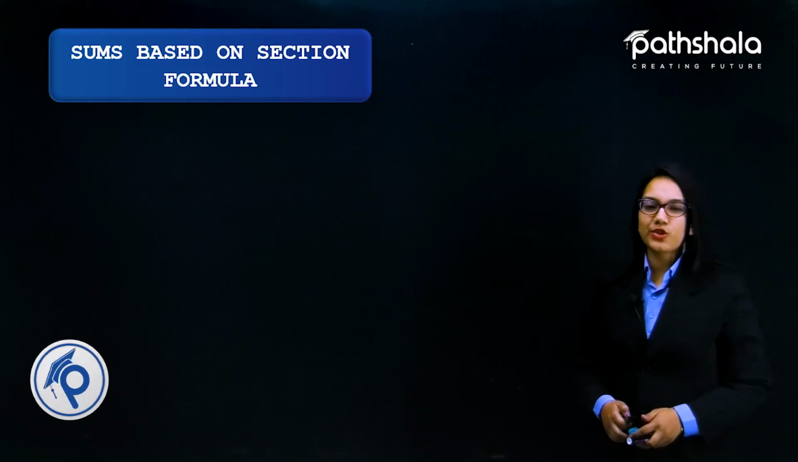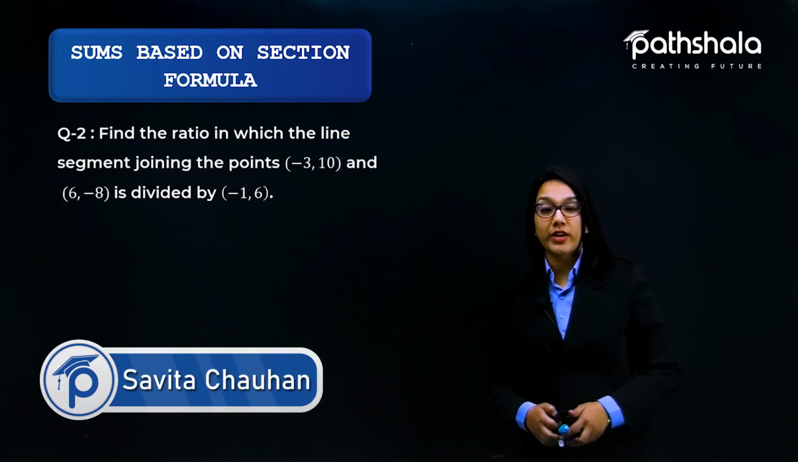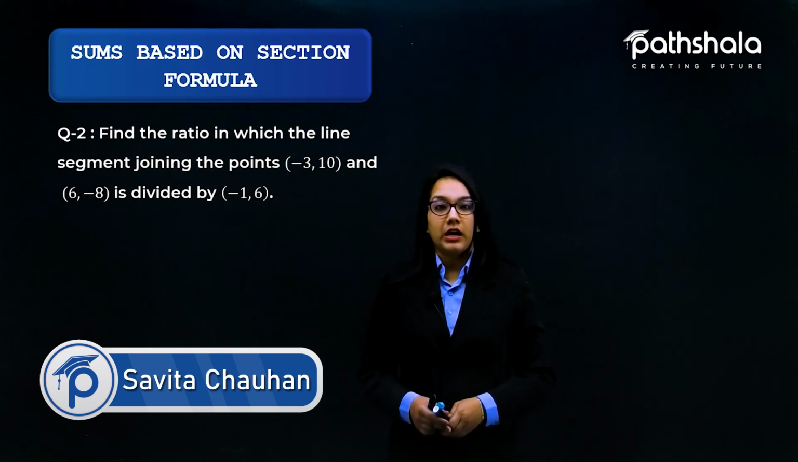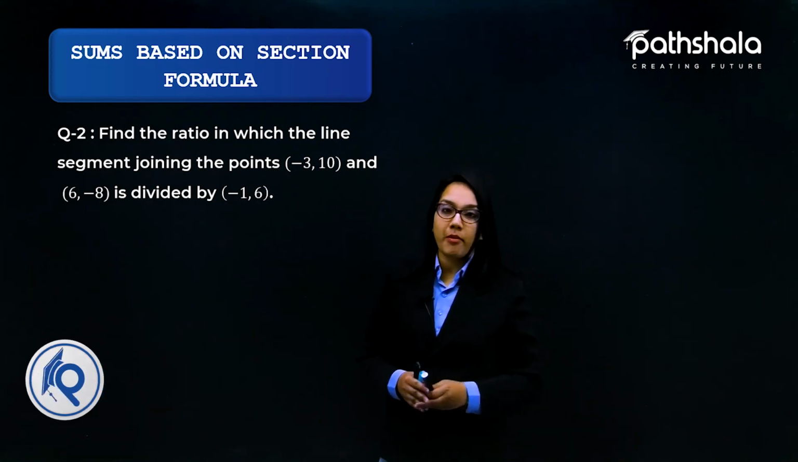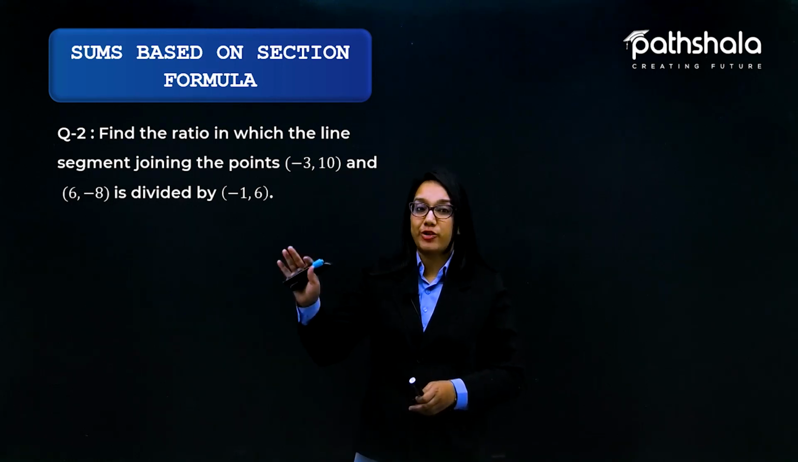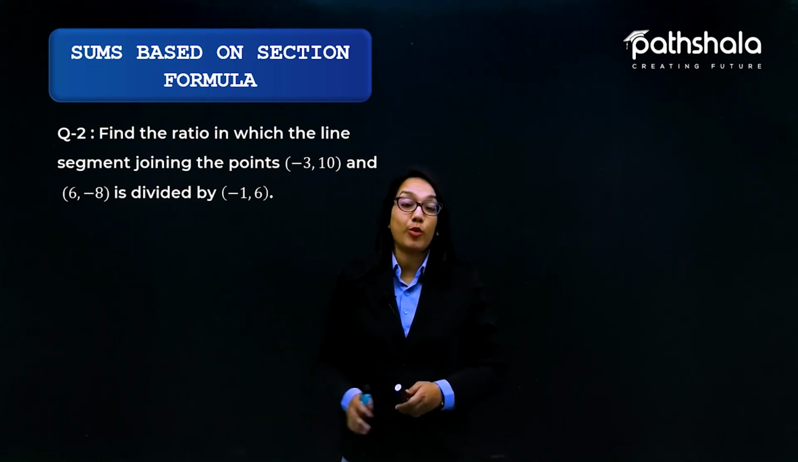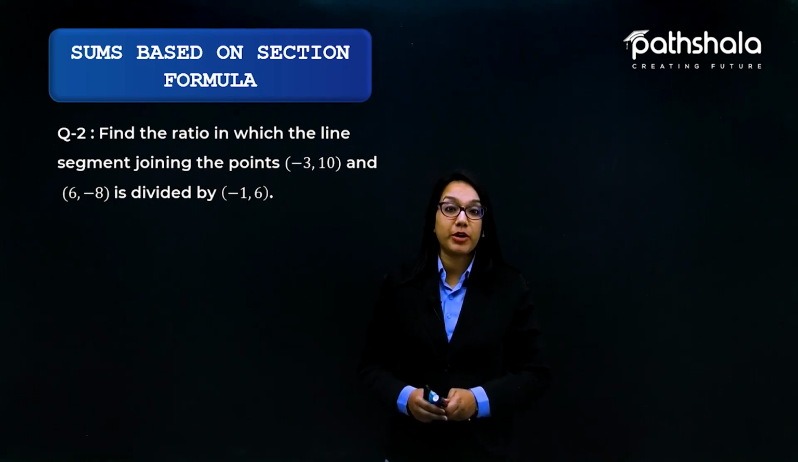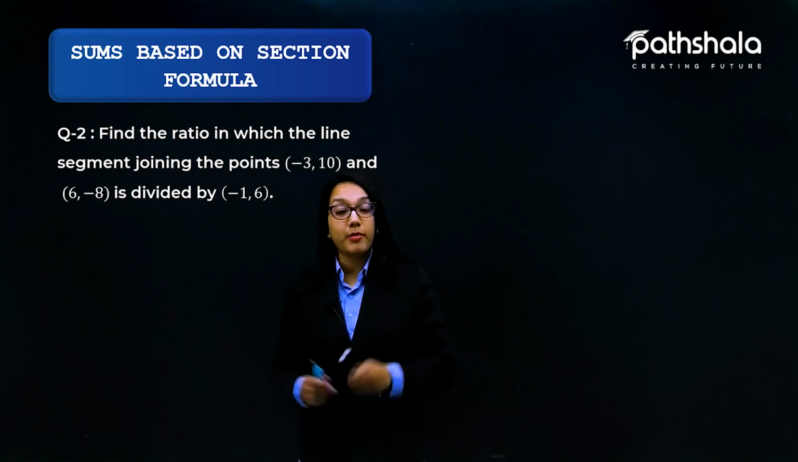So let's just see the next question, question number 2. The question says: find the ratio in which the line segment joining the points (-3, 10) and (6, -8) is divided by (-1, 6). So this is a special case under the section formula, in which we have to find the ratio in which the line segment joining the points is divided by another point.